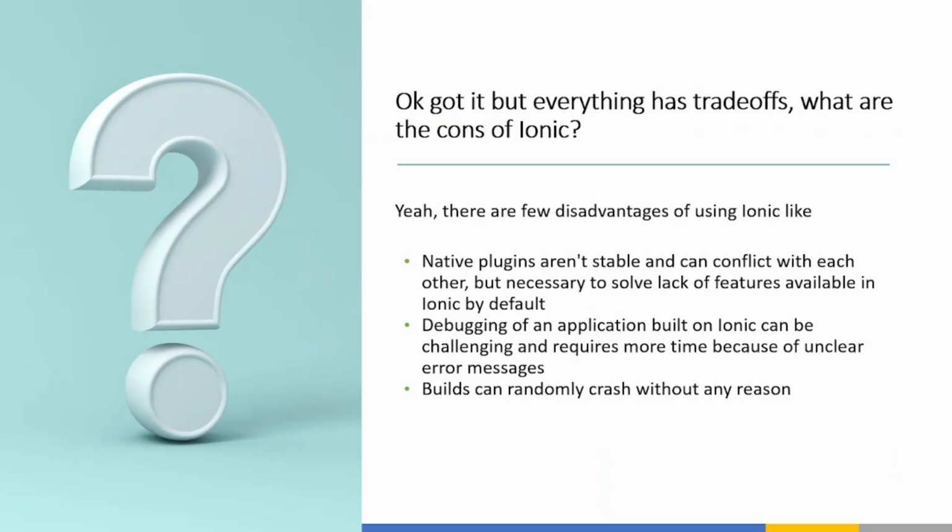Okay, but everything has a trade-off. So what are the cons of Ionic? There are a few disadvantages of using Ionic, like native plugins are not stable and can conflict with each other, but they are necessary to solve the lack of features available in Ionic by default. Debugging of an application built on Ionic can be challenging and require more time because of unclear error messages, and the build can also randomly crash without any reason.